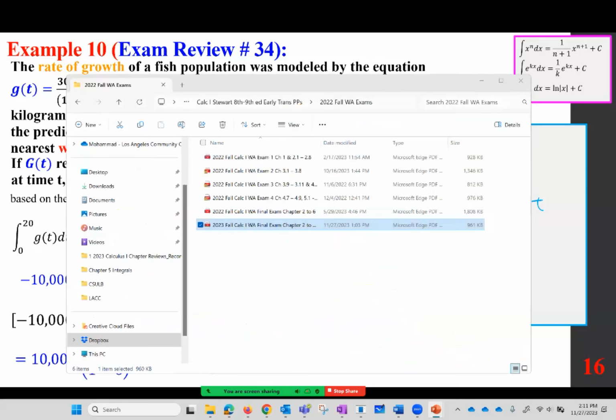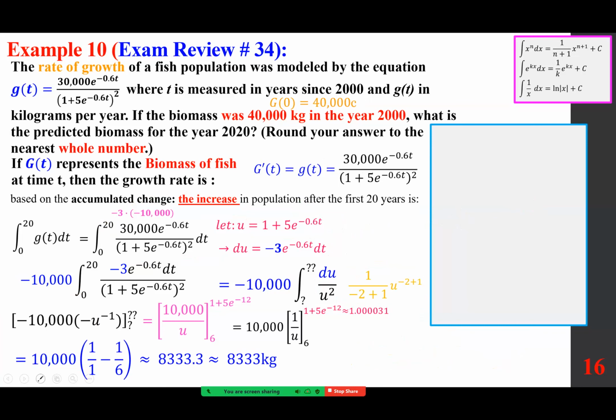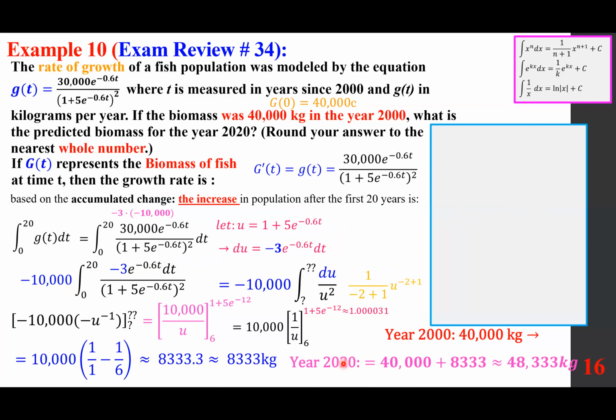Now, again, I have this. And this was the initial value, 40,000. So I need to add that. So let me clean up the mess. I'm going to add the initial value of 40,000, and this is the final answer: 48,333 kilograms in the year 2020.